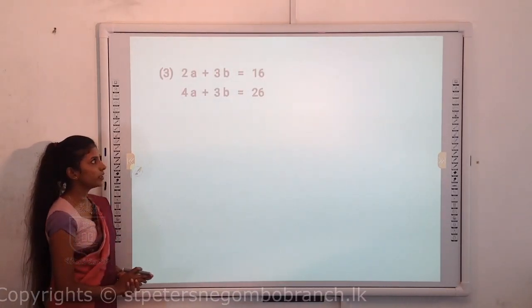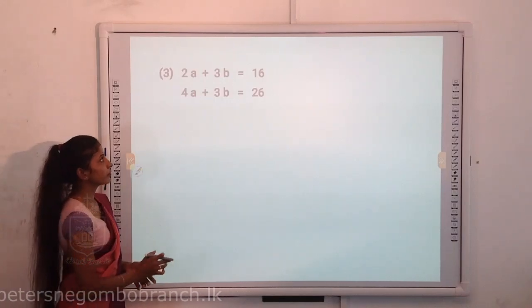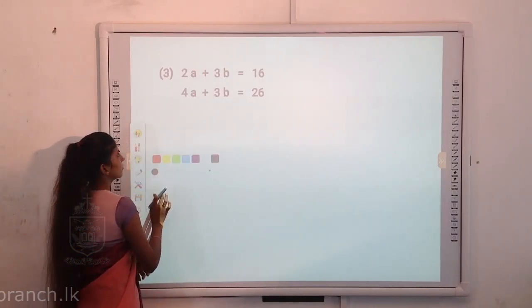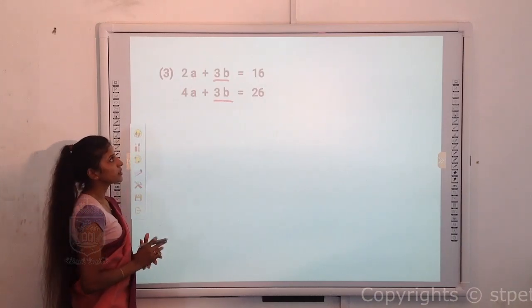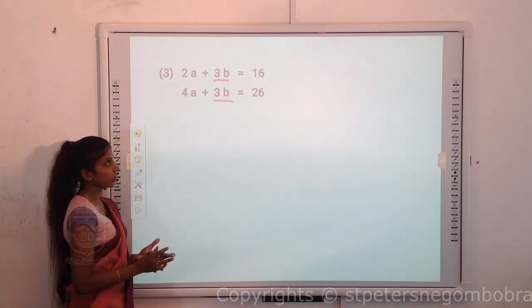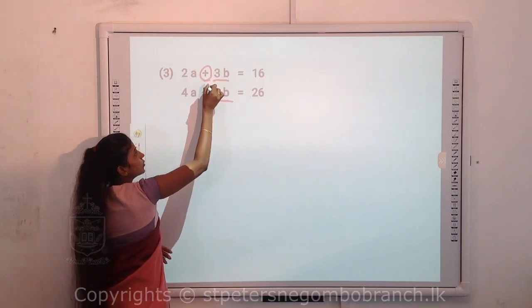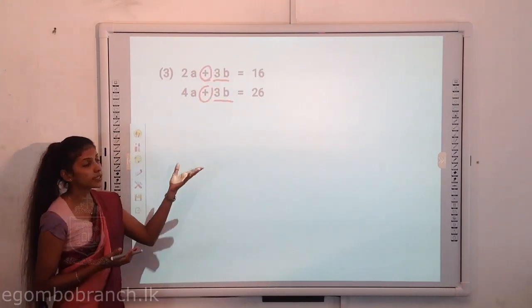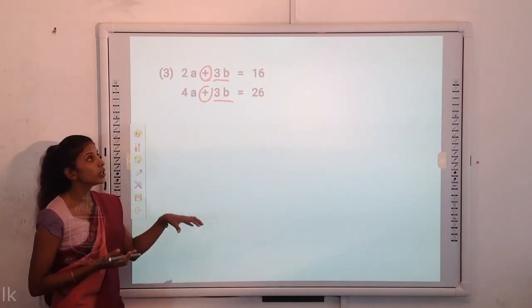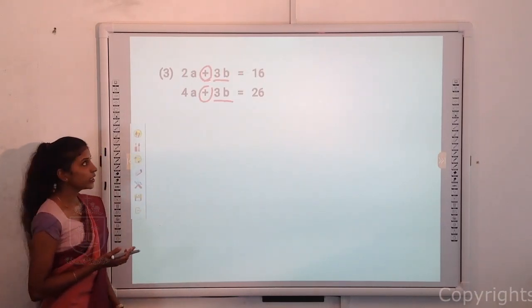Write another example here. You all can see both the equations are having 3m, 3b, 3b. Look at the symbol, both are plus. So we can't add it. If we add, it will be 6b. So what you have to do, you have to subtract the two equations.